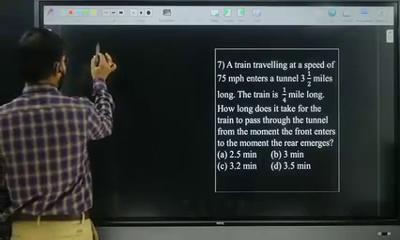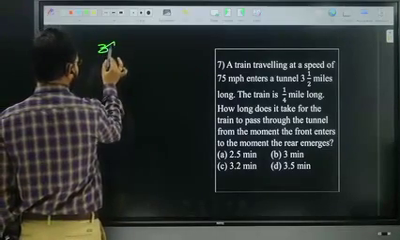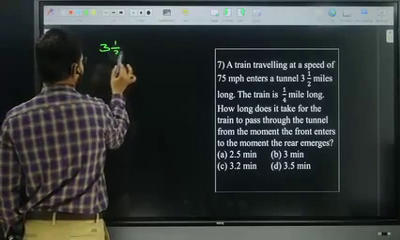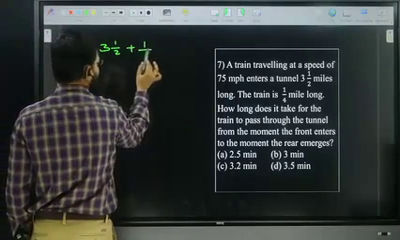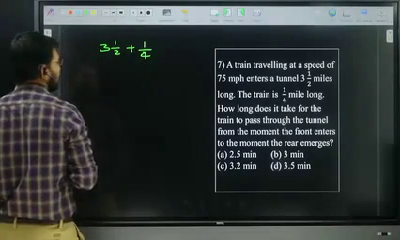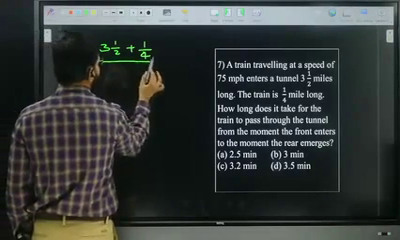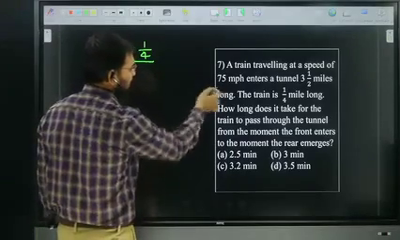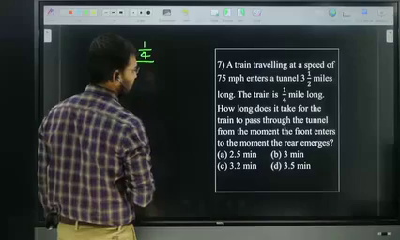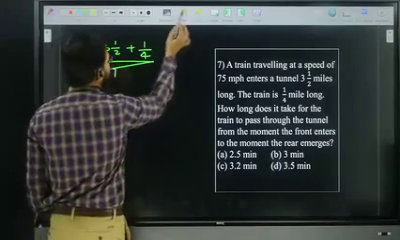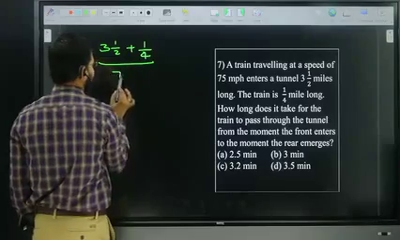Whenever a train passes a tunnel, what did I tell you? Length of the train plus length of the tunnel, divided by the speed of the train. Speed of the train is how much here? 75 miles per hour.